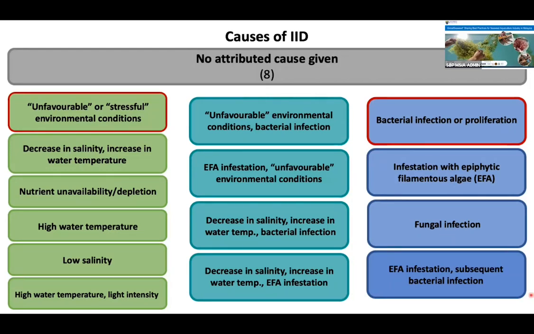As mentioned earlier, EFA were also linked to IID as a potential cause, either as a single factor on their own, as a precursor to bacterial infection, or in combination with environmental factors. In terms of abiotic causes, unfortunately, many reports are very vague and link IID only to environmental stress or unfavourable environmental conditions. Where factors were identified, this was most often a decrease in salinity paired with an increase in water temperature, and both of these were also reported as causative factors on their own too.